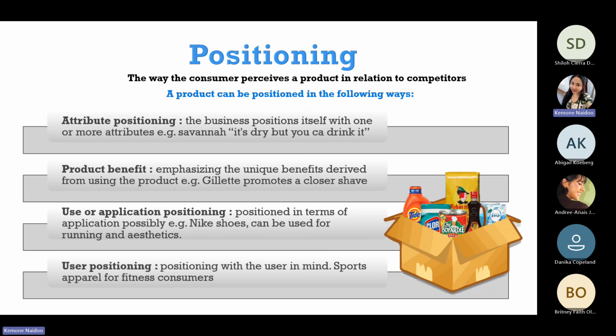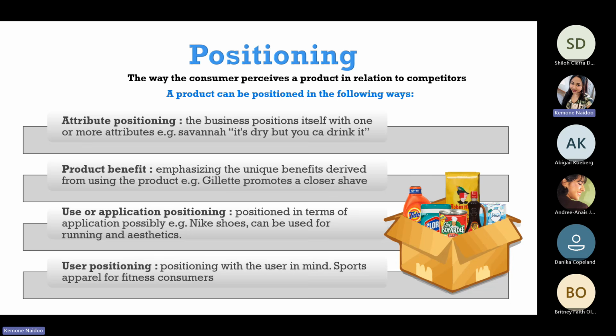You can look at attribute positioning. So this is positioning yourself with maybe one or more attributes of a product. So think about a catchy slogan, like for example, the example here is Savannah, it's dry, but you can drink it. Okay, so that sticks in your mind. It's one of the attributes of the product. Whenever you think about it's dry, but you can drink it, you naturally will think about the product.